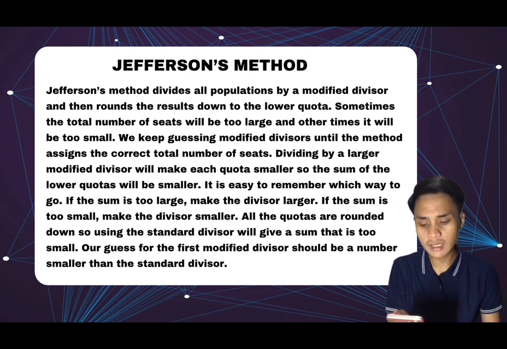Dividing by a larger divisor will make each quota smaller, so the sum of the lower quotas will be smaller too.